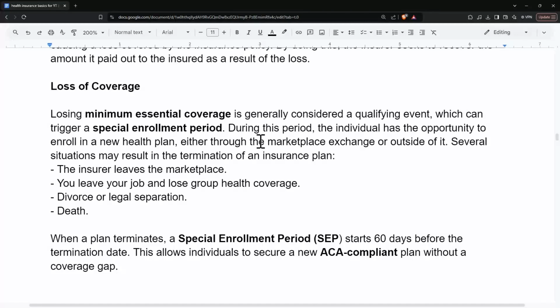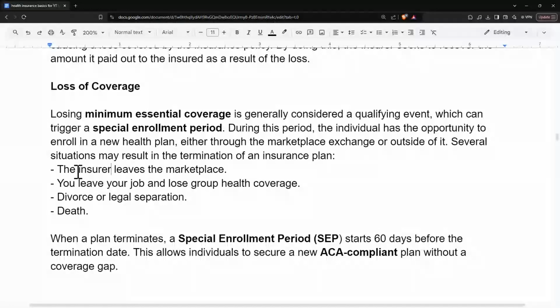So when you lose coverage, it'll trigger a special enrollment period, which allows you to obtain a new health insurance plan without a coverage gap. So if you leave the marketplace or leave your job and lose group health or go through a divorce or legal separation or death, now the insurer leaves the marketplace. That's what this means. So say you are covered by ABC Insurance Company, and they are like, hey, we're no longer going to provide policies in the marketplace, then we're not going to renew your policy.